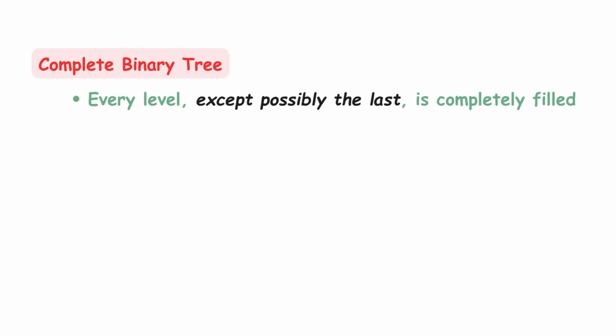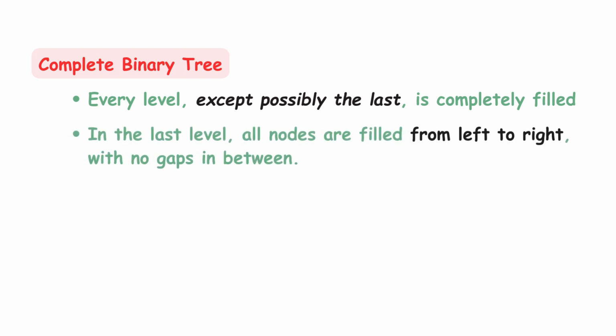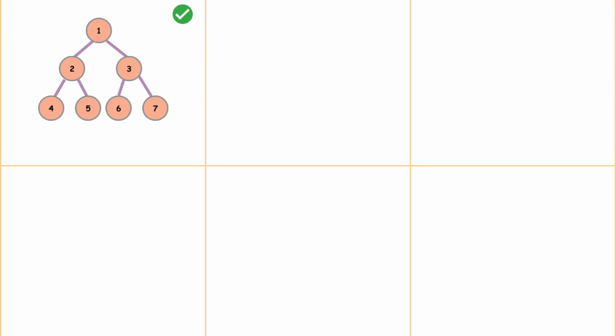A complete binary tree is where every level, except possibly the last, is completely filled. And in the last level, all nodes are filled from left to right with no gaps in between. So let's check out some examples. This is a complete binary tree with 7 nodes. All levels are fully filled with no gaps and no missing children. This is a textbook definition of a complete binary tree.